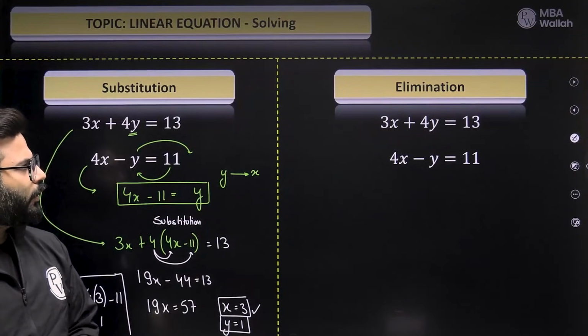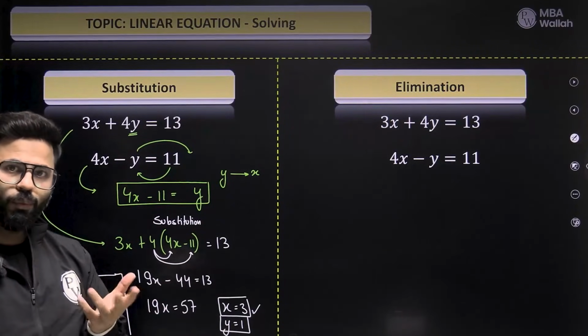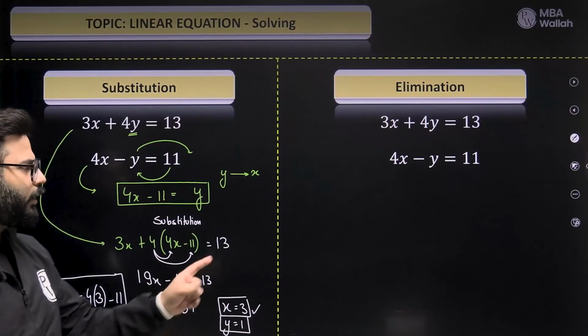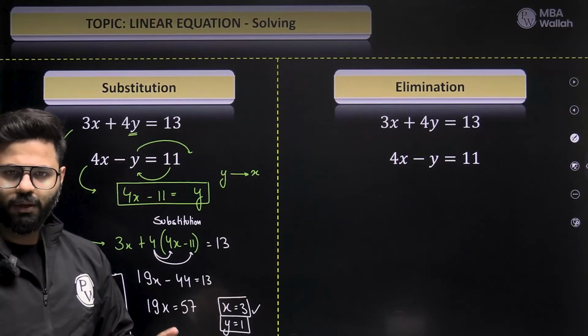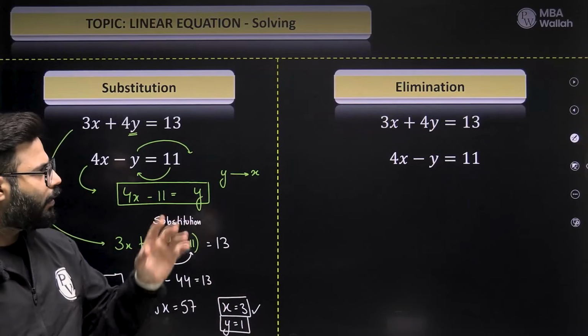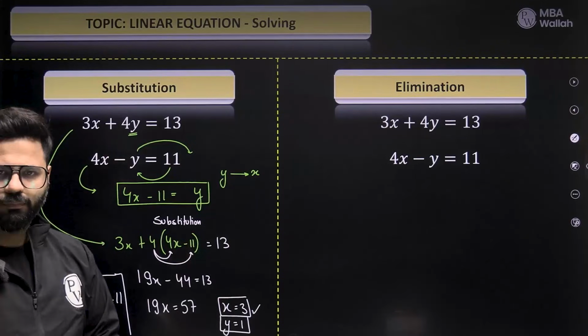Have a look at this one. 3x plus 4y equals 13, 4x minus y equals 11. But wait a minute, guys, this is a recording, so I would advise you can pause, get hold of this, and then only jump to the other one. You have that liberty of the space bar key, utilize that. Now, 3x plus 4y equals 13, 4x minus y equals 11.